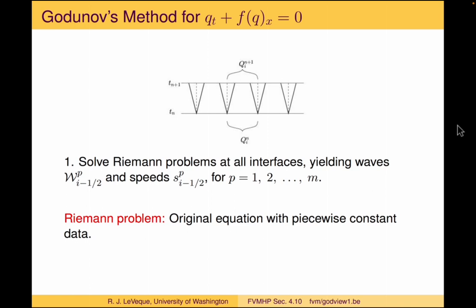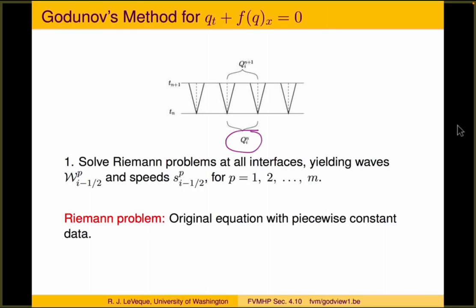So the idea in Godunov's method is that, again, we'll look at this sort of finite volume representation where we have Q_i^n, an approximation to a cell average over one grid cell at time t_n, and Q_i^{n+1} will be a representation of the cell average over the same grid cell at the more advanced time.